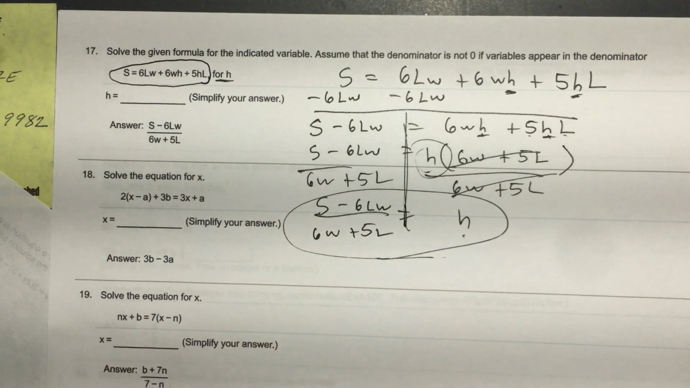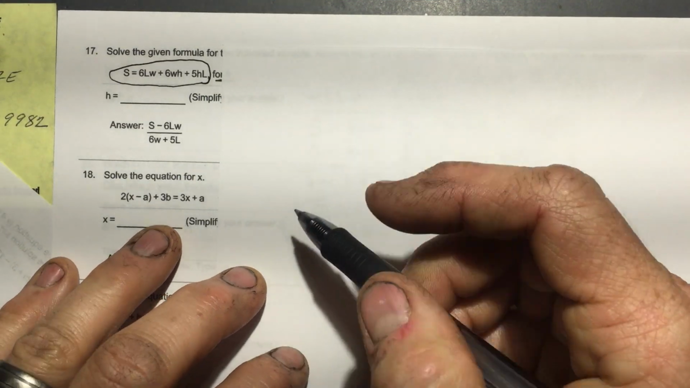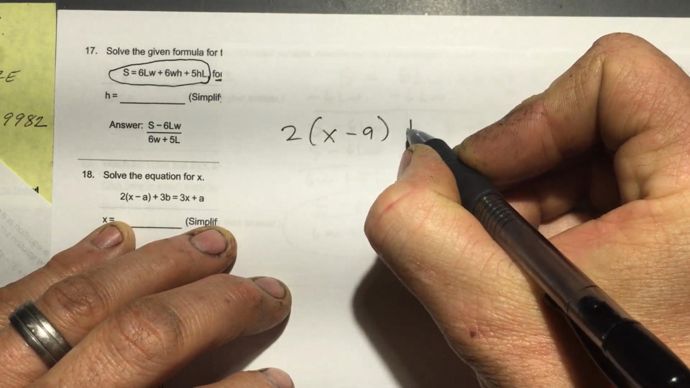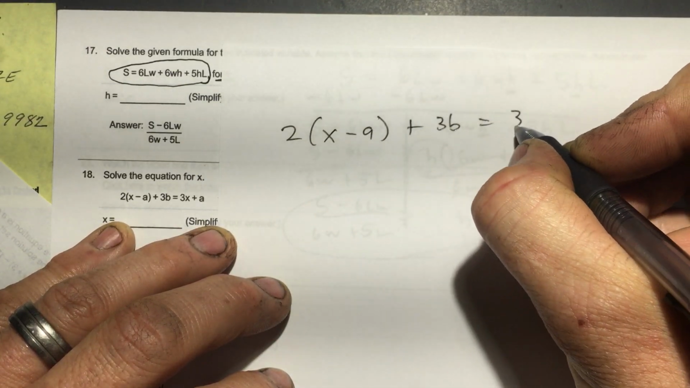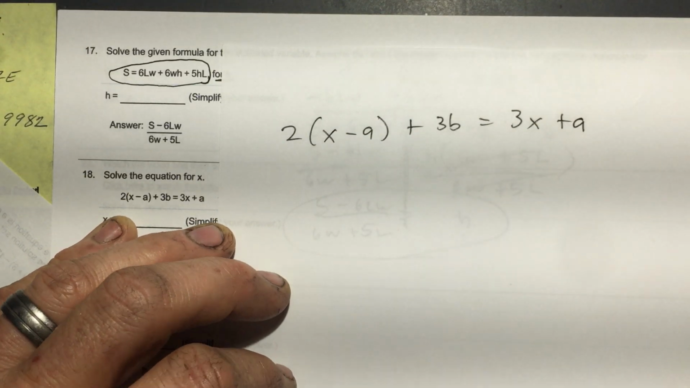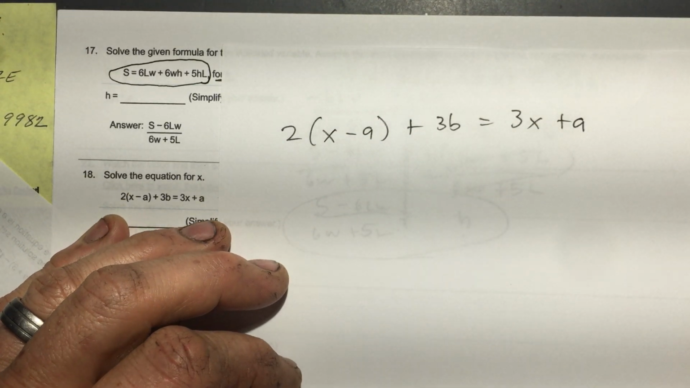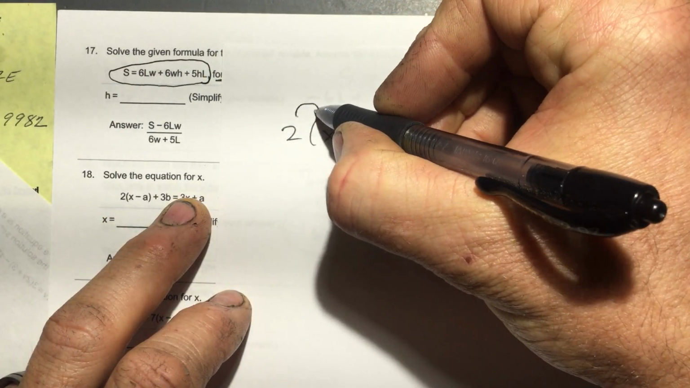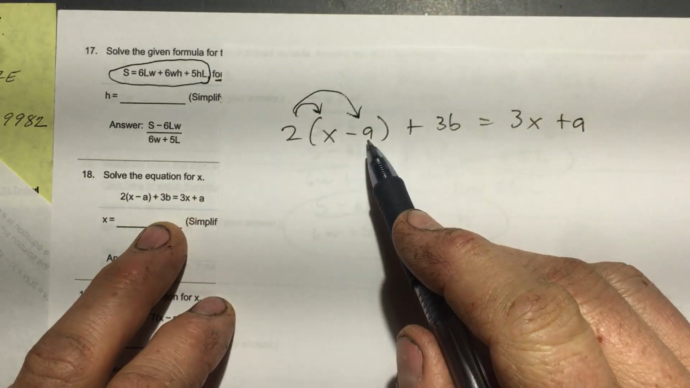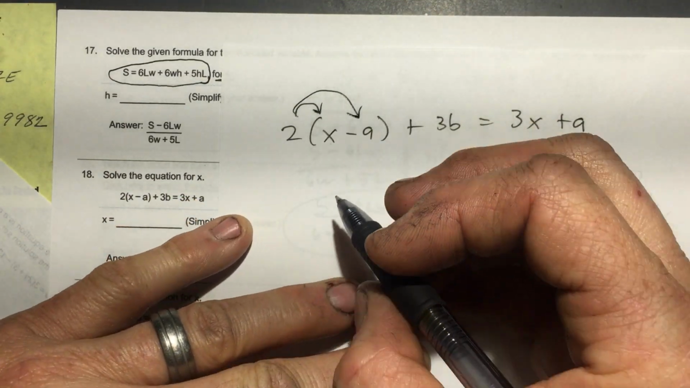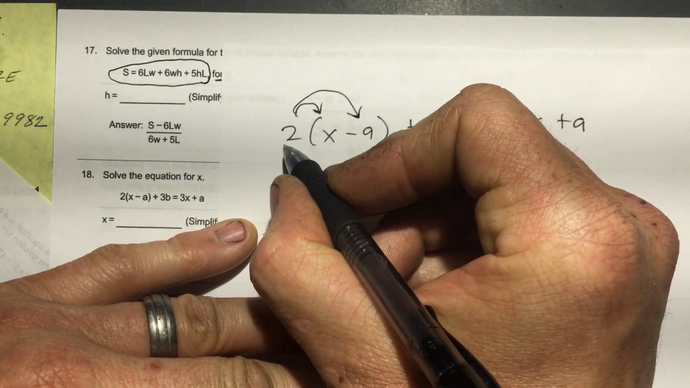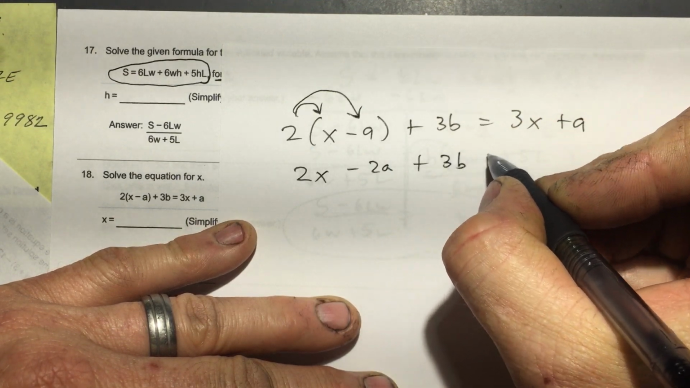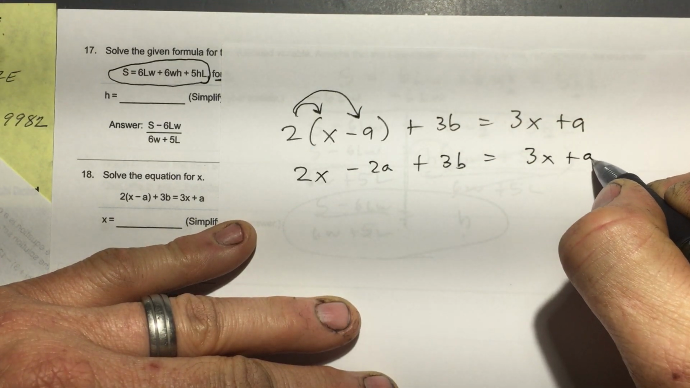What about this one? Solve this one for x. All right, here, let me get another paper. We've got 2x minus a plus 3b equals 3x plus a. Okay, solve this one for x, it says. All right, here's x in there. I need to distribute this. Now that's an a right there, it kind of looks like a 9. But that's 2 times x, which is 2x, and then 2 times negative a is negative 2a. Plus 3b equals, and I got 3x plus a over here.